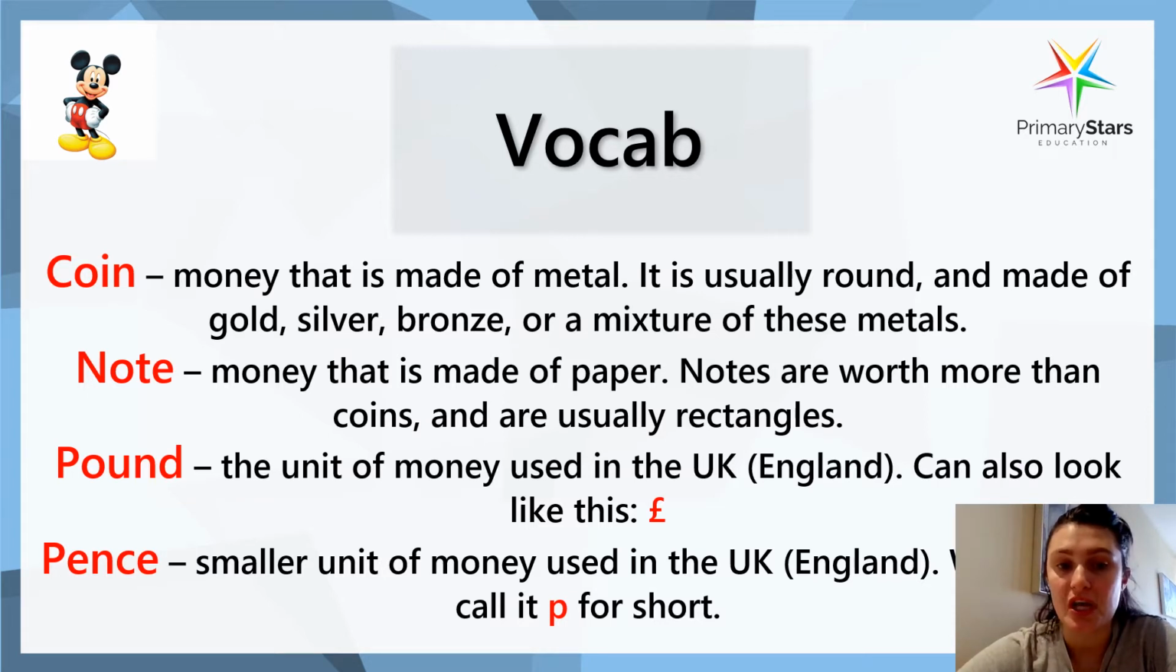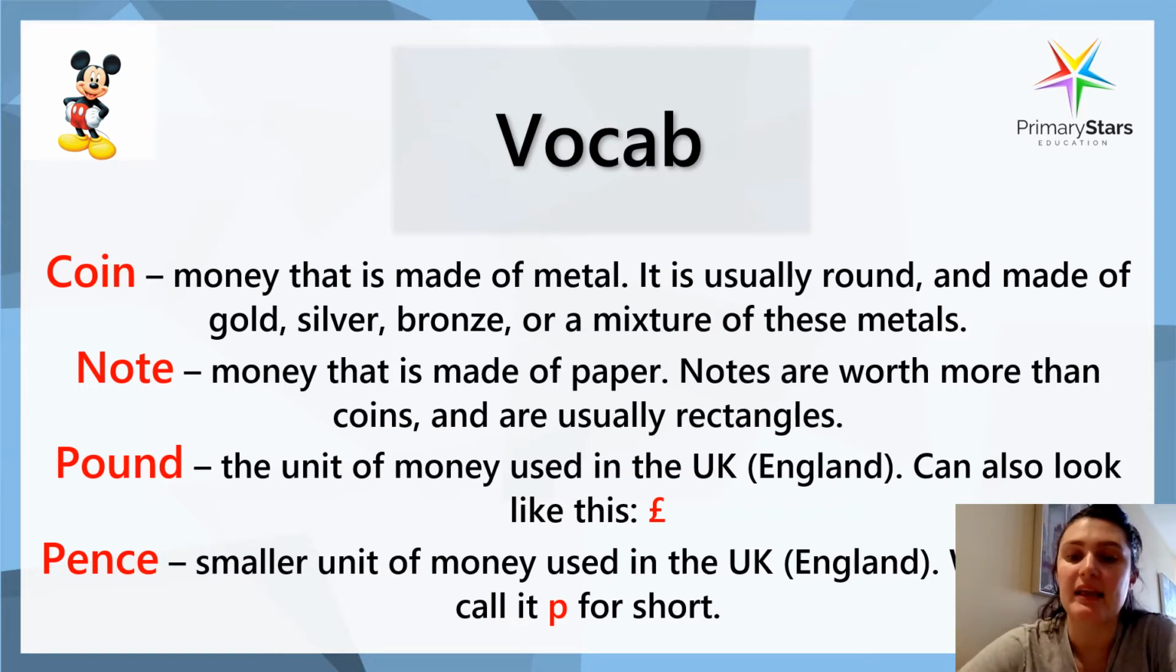A note is money that is made of paper. Notes are worth more than coins and are usually rectangles. So if you have lots of coins and lots of notes, the notes will be worth more than the coins. So in any money, in English money, Qatari money, American money, we call the coins the little ones that are made of metal, and the notes are the ones made of paper.